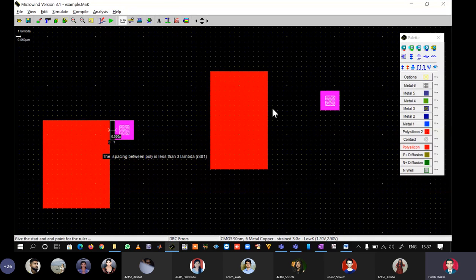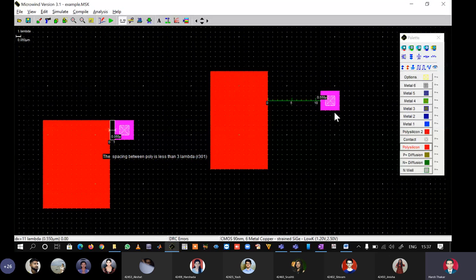We can measure. We can take this scale and we can measure the distance. What is the distance between the contact and polysilicon? It is coming out to be 550 nanometers. 1 lambda is 50 nanometers, so it is 11 lambda. Okay, so the distance between the contact and polysilicon is 550 nanometers, and because 50 nanometers is 1 lambda, I have 11 lambda, so it is not giving any DRC error.